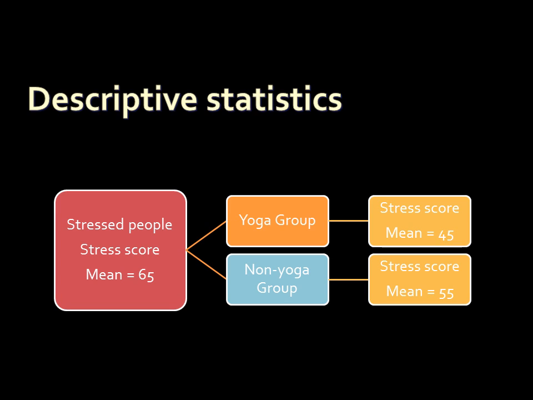So now we have a rather interesting situation. We've shown that yoga does result in a drop in stress, but interestingly, so does this other thing that we did. All right, now what do we know about that? How do we interpret that difference between 45 and 55? Well, descriptive statistics don't allow us to go any further, really. We're just describing what we've got. And so to go any further than that, we actually need to use inferential statistics.